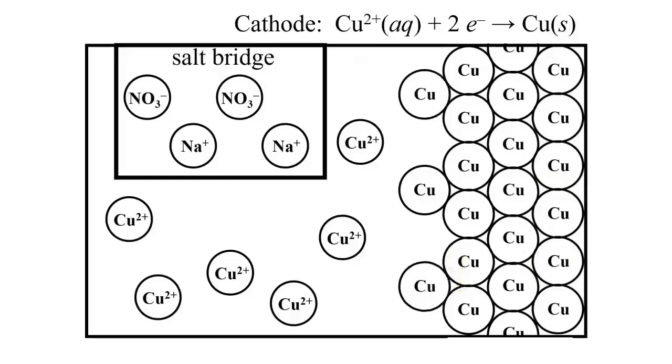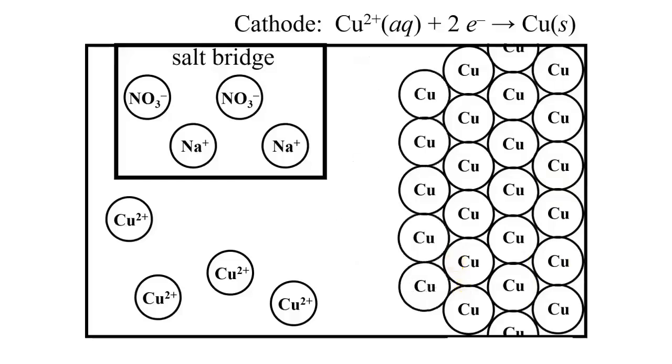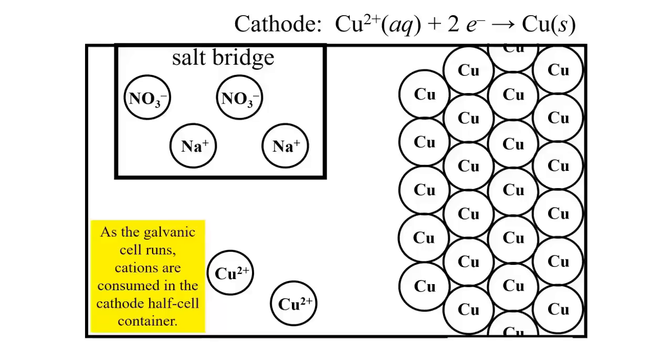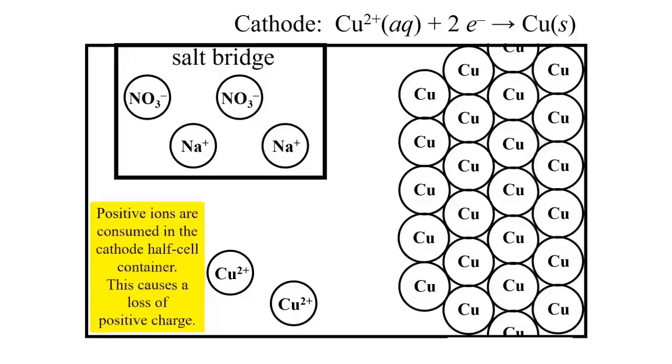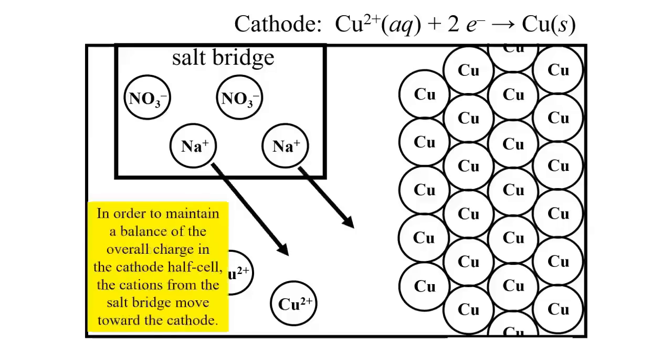So here's what happens as the cell runs over time. As the galvanic cell runs, cations are consumed in the cathode half cell container. Positive ions are consumed in the cathode half cell container, and this causes a loss of positive charge. So in order to maintain a balance of the overall charge in the cathode half cell, the cations or positive ions from the salt bridge move toward the cathode.